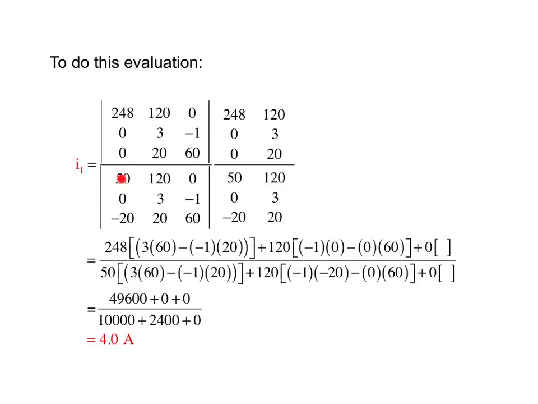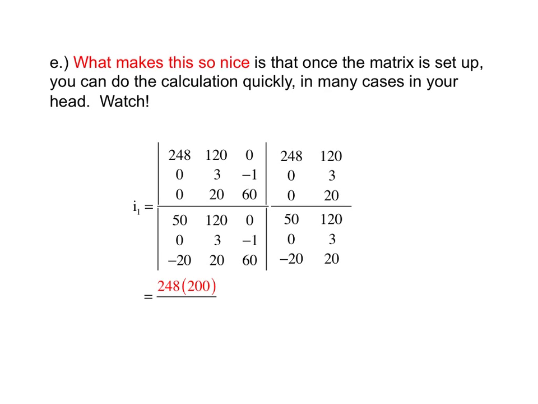It's just this times that minus that times that, plus this times that minus that times that, plus this times that minus that times that. That's all there is to it. Any idiot can do it. What's more, if you're dealing with numbers, you can literally do it in your head. So you've got 280 times 3 times 60 is 180 minus a minus 20, which is plus 20. So 180 and 20 is 200. You just basically did it.